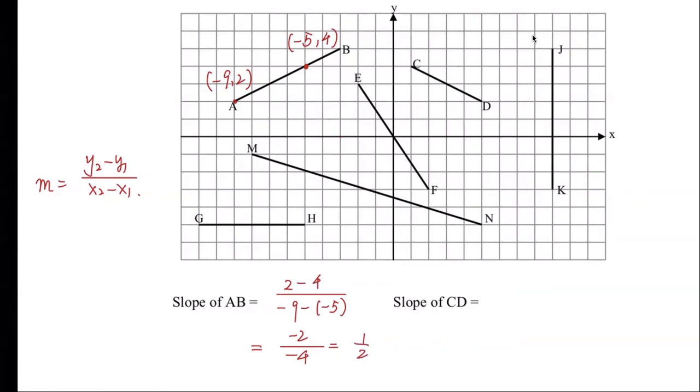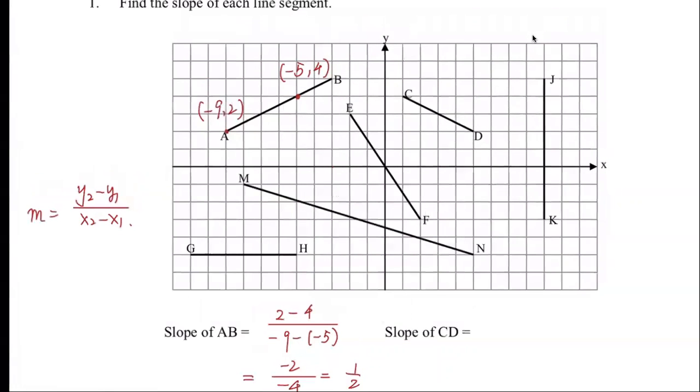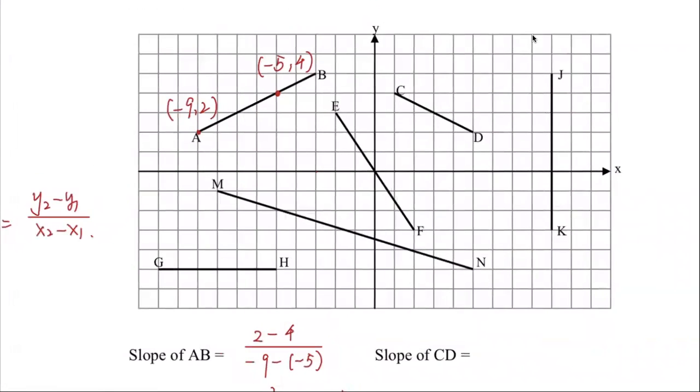Okay, let's try CD. Again, CD, let me use a different color. We pick any 2 points on the line segment, right? So for example, let's pick this point. Okay, so this is 0, 0. So 1, 2, 3, 1, 2, 3. So this point is 3, 3, right?